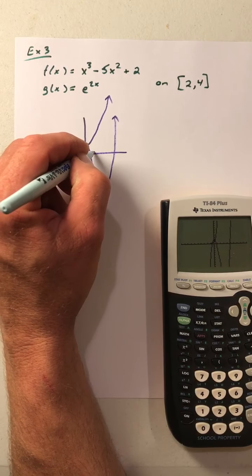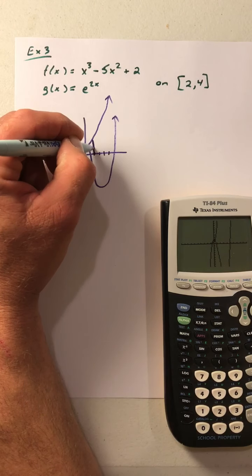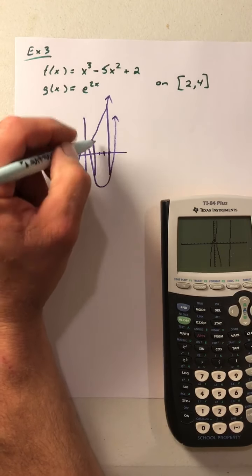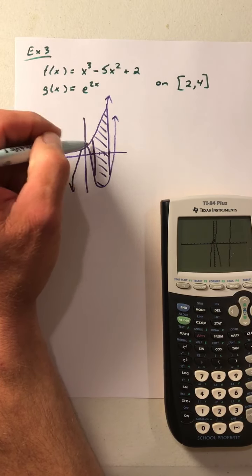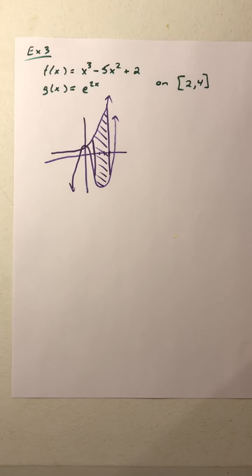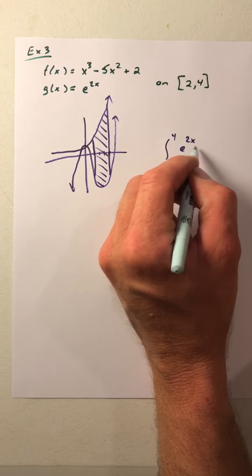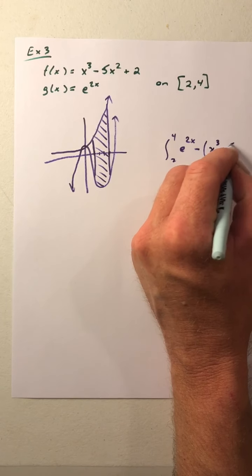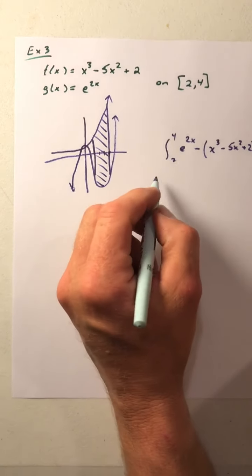We're only interested between 2 and 4. So between 2 and 4, well, here's 2, and then here's 4. It's very clear to me, as we look at this area, that our top curve is one function and our bottom curve is the other function. As we set this integration up, we're going from 2 to 4. Our top curve is e to the 2x. From that, we're going to subtract that bottom curve, the cubic, x to the third minus 5x squared plus 2 dx. Not a lot of cleaning up to do with this one.